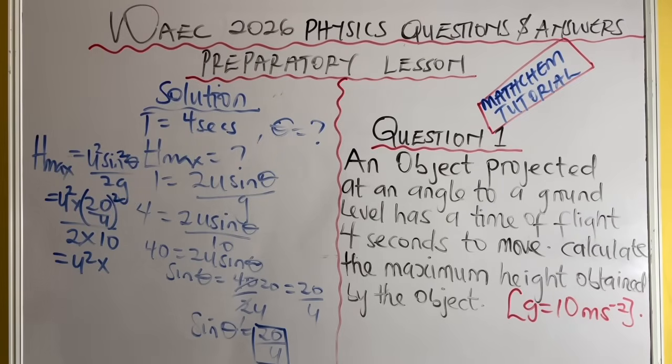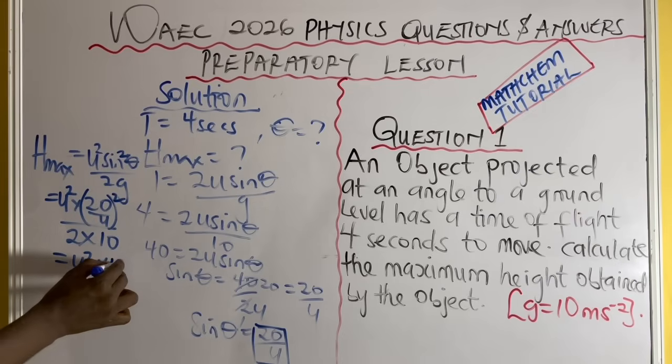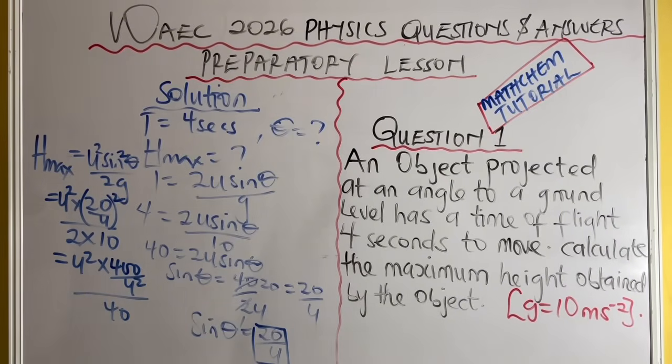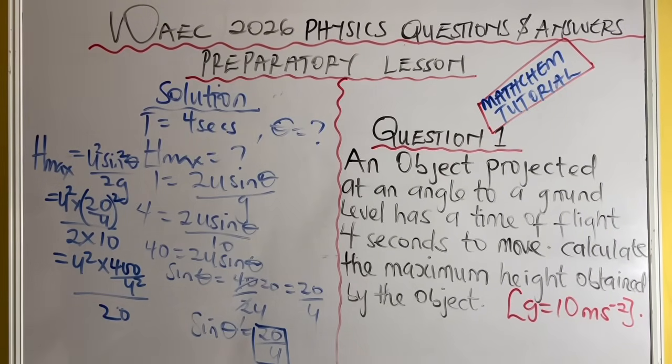So 20 squared is basically 400. Let me check this calculator. So 20 multiplied by 20, that's 400, right? So that will be 400 over u squared over 40 over 20, because 2 times 10 is 20. Good. So this u squared eliminates this u squared.